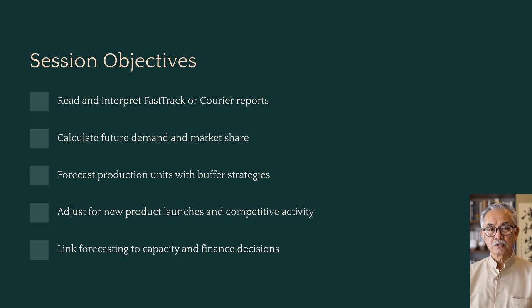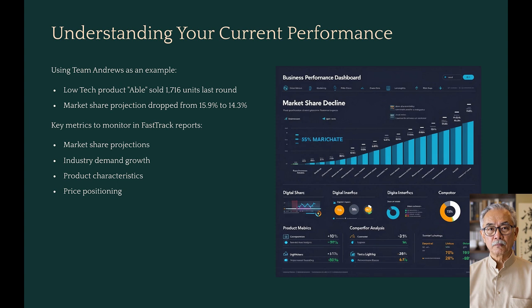Section 2. Understanding your current performance. Imagine we're part of Team Andrews. We've just completed a simulation round and now we're preparing for the next one. In our fast track report, we notice some important numbers. For instance, our low-tech product, let's call it Able, sold 1,716 units last round. That's helpful, but not the full story.